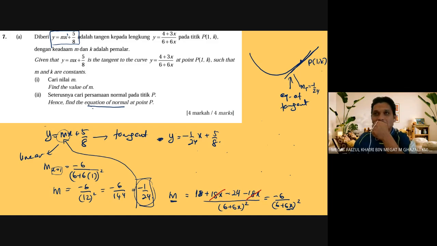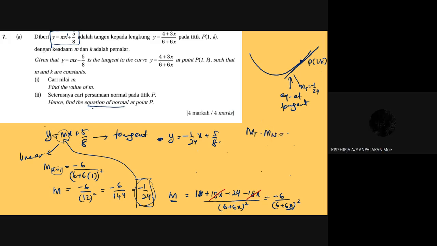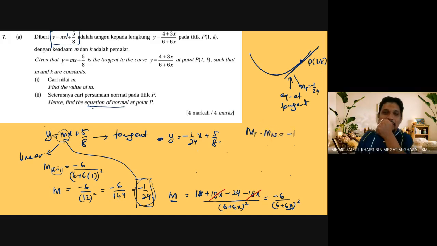Okay, what is the relation between tangent and normal? What is the relation between the gradient of tangent and the gradient of normal? Gradient of tangent times gradient of normal equals negative 1. That's it. So the question number 2 here, find the equation of normal at P.